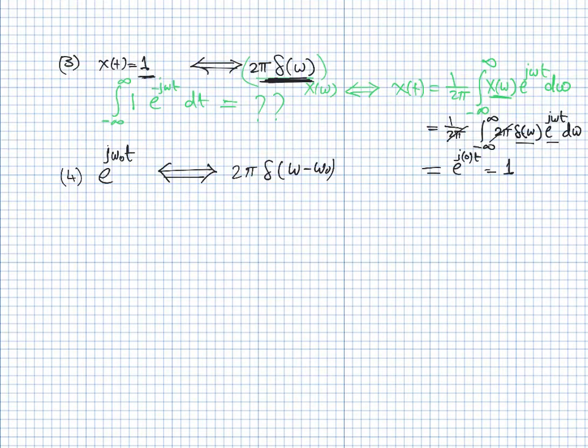And I'm going to write in green here that the proof goes the same as number 3, which is the 1. So you have to do it in the inverse way. Take this one and apply the inverse transform definition. You will be able to get the time domain e to the j omega naught t. So that's the fourth signal.